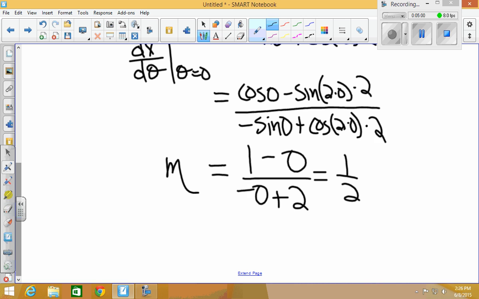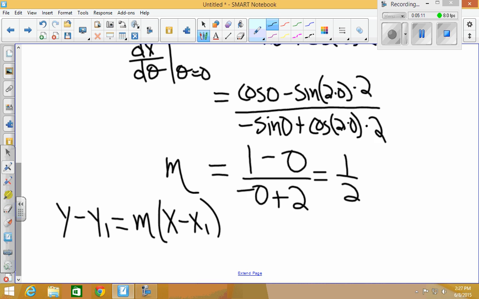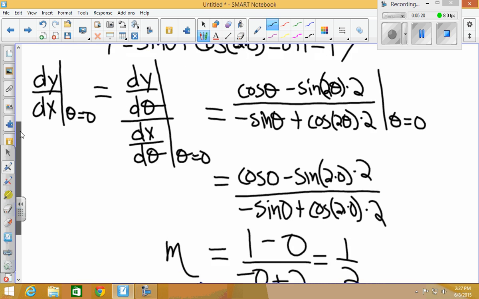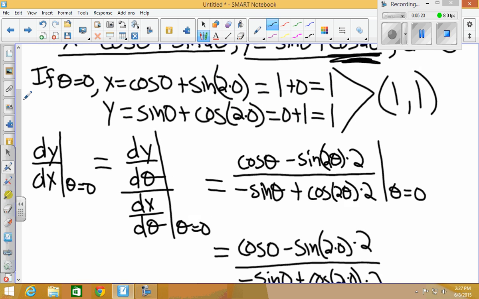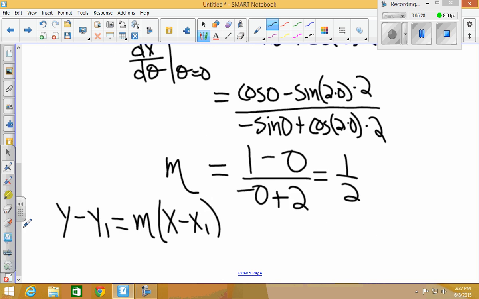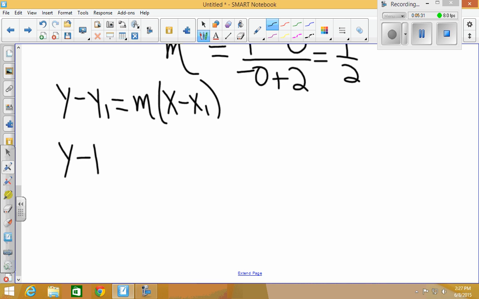Remember, the point slope form of an equation of a line is y minus y1 equals m times x minus x1. x1 and y1 are the coordinates of the point that is on the line, and m is the slope of the line. Above, we found out that the point 1, 1 is on the line. So we can say that our equation is y minus 1 equals x minus 1, multiplied by the slope. Well, we just found out the slope at this point is equal to 1/2.